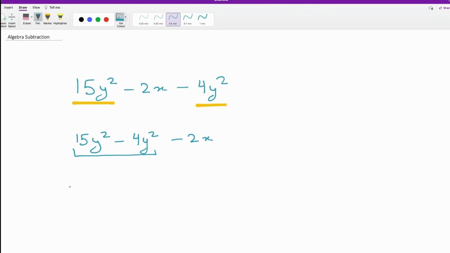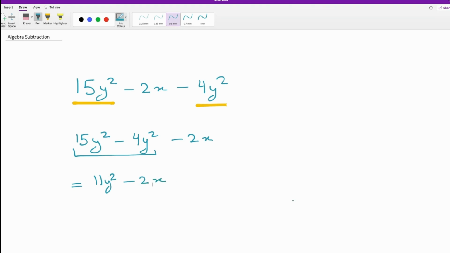So let's go ahead and solve this. 15y squared minus 4y squared. The pronumeral is going to remain the same in our answer. We subtract the numbers, 15 minus 4, that gives us 11y squared. And as we said, because there are no like terms with the 2x, the minus 2x is going to remain as is.